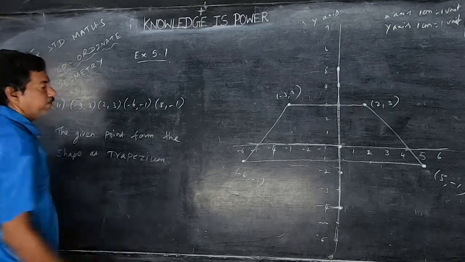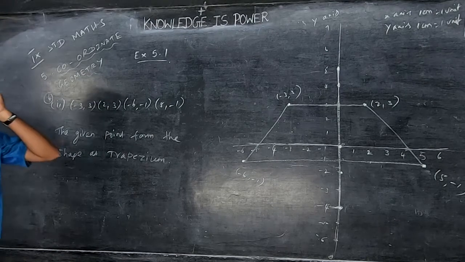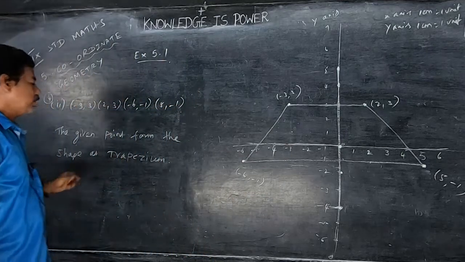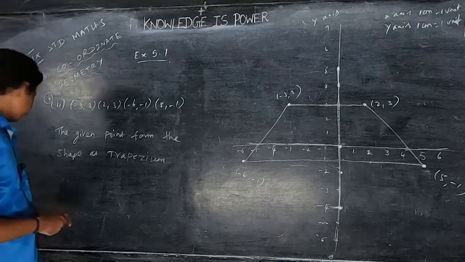Okay, so after joining all the points, we have to conclude what the diagram is by seeing the graph sheet. Seeing it, the previous one will be a square and this will be a trapezium.